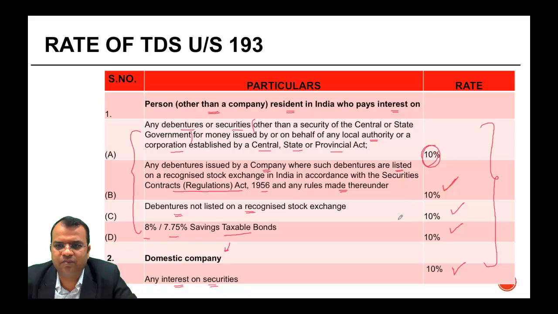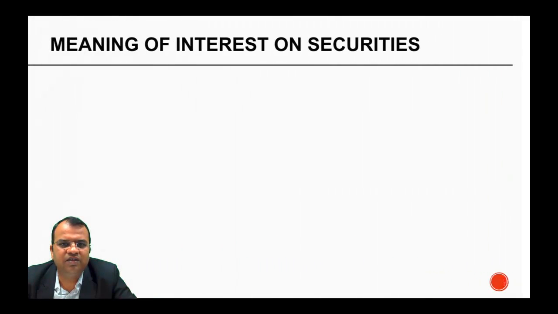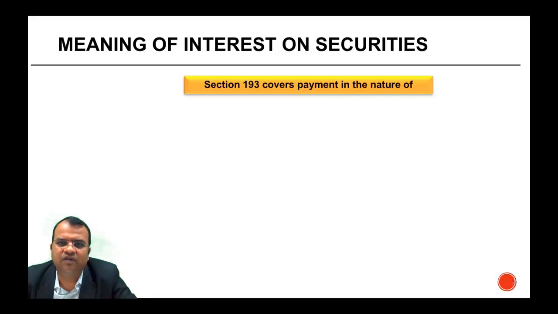Like I said, before we move on to the next slide, if the PAN is not provided, then the rate will be 20%. But this is also subject to some deductions or some exemptions, where the TDS may not be required to be withheld. We will come back to it in a little while.